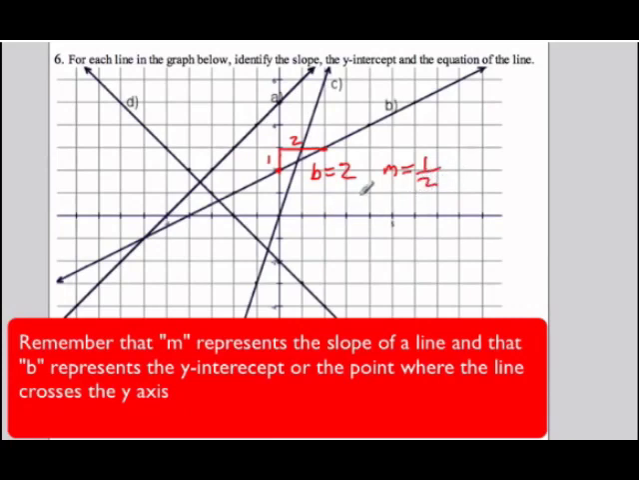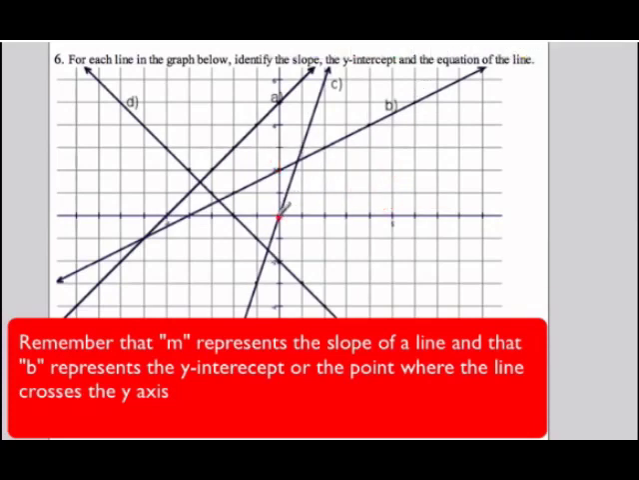And if we're going to write the equation of line B, it's y equals mx plus b, which is 1/2 x plus 2. So that's the equation for line B.